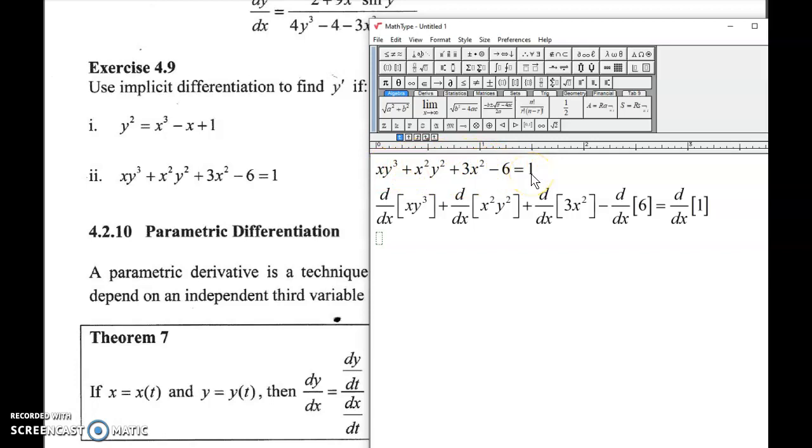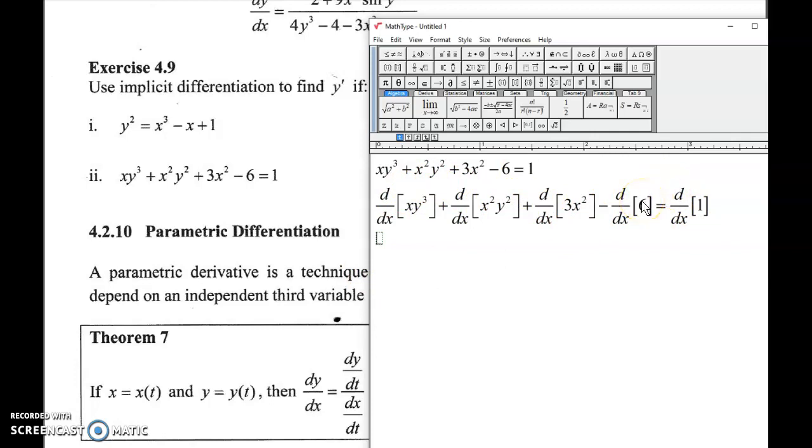Basically what this equation tells you is that you will need to differentiate each of them. So 1, 2, 3, 4, 5, you need to differentiate five times.